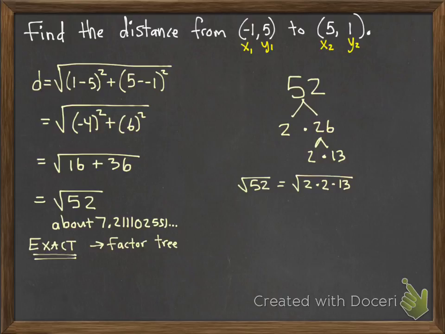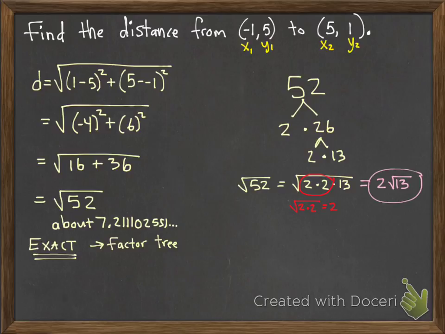What we want to look for are two factors that are the same, because if we square root a number times itself, that would just equal the number. So the square root of 2 times 2, which remember that's the square root of 4, is equal to 2. Anytime you have two identical factors inside of the square root, we can pull that factor out and put it in front. So the square root of 52 is equal to 2 times the square root of 13. This is the exact answer in its simplified form.